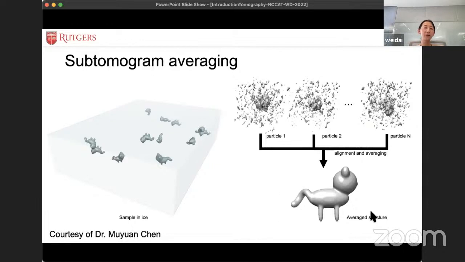And here I use one of my friend Muyuan's slides, and he likes cats. So basically you see each cat as a ribosome inside the cell. They are randomly distributed, or the orientation is pretty much random inside the cell, right? So each particle or each subtomogram has a missing wedge from a different orientation. If you combine them, eventually get an average, each subtomogram can compensate for others. Eventually you fix the missing wedge problem.